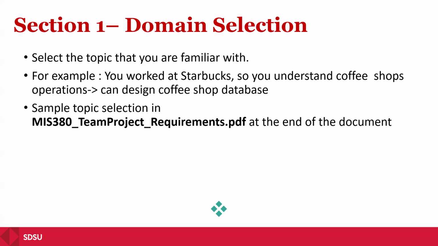For example, if you're in sports, you can probably create an SDSU sports teams database. Well, there's no limitations here, so you pick whatever works for you. And if no one has any ideas, I have a sample list of topics at the end of the team project requirements document. We're going to look at the requirements document in a little bit, but it has about 100 topics for you to select, so hopefully one of them will work for you.